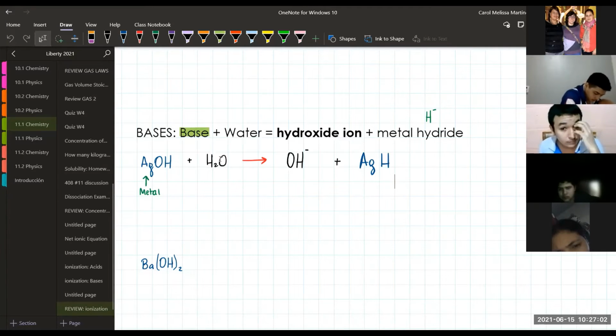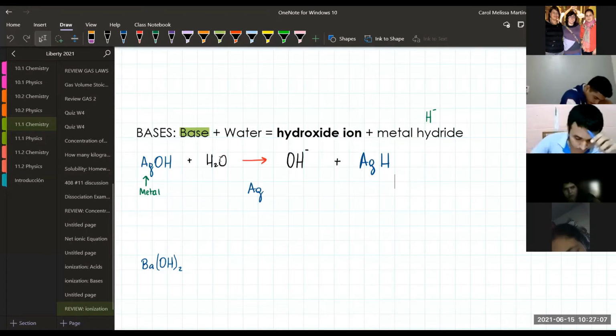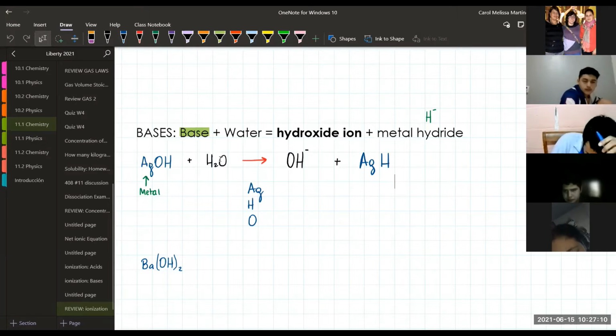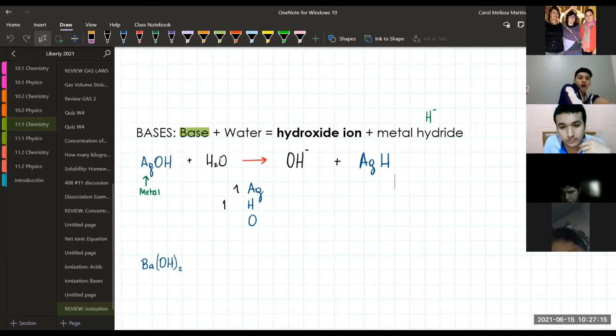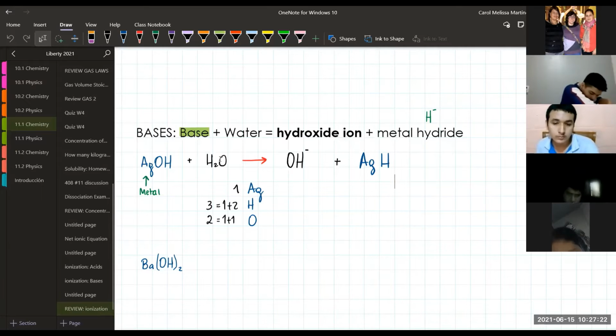Here you have, let's see. Okay, in the left you have 1 silver, 1 plus 2 equals 3 hydrogens, and 1 plus 1 equals 2 oxygens. Okay, in the right, sorry, you have 1 silver, and you have 1 plus 1 equals 2 hydrogens, and you have only 1 oxygen. So it needs to be balanced.